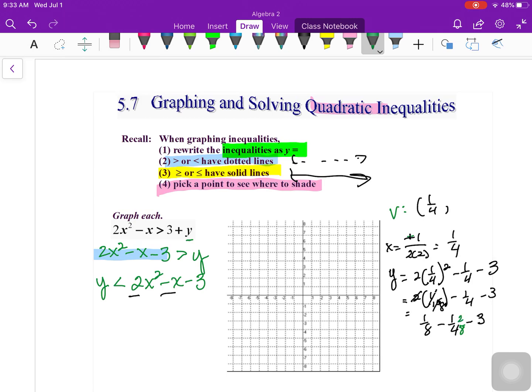So I'm going to change this one to eighths. 4 times 2 is 8, so 1 times 2 is 2. So 1/8 minus 2/8 is negative 1/8, minus 3 is negative 3 and 1/8. So it is 1/4, negative 3 and 1/8. 1/4, negative 3 and 1/8 would be about right there. And that's where I'm going to make my new crosshairs.